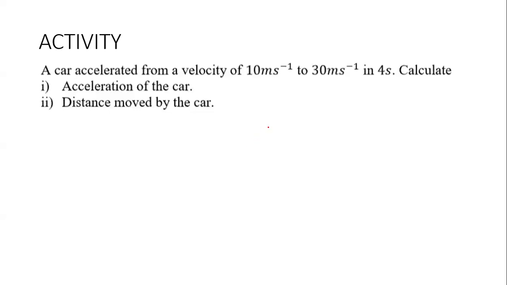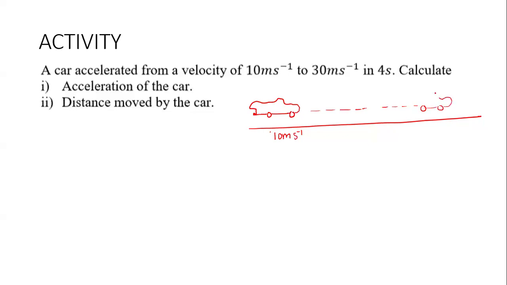Now, when you read our question, they are telling us that we have a car, assuming this is our car. They are telling us that a car accelerated from a velocity of 10, meaning that initially the car was started with 10. And then it went, and this is where now our car is. And here it has a velocity of 30 meters per second. But how much time has it taken? It has taken 4 seconds.